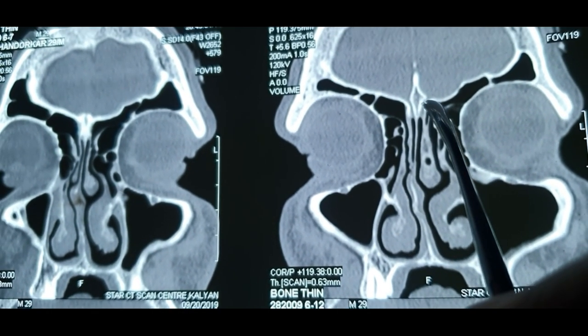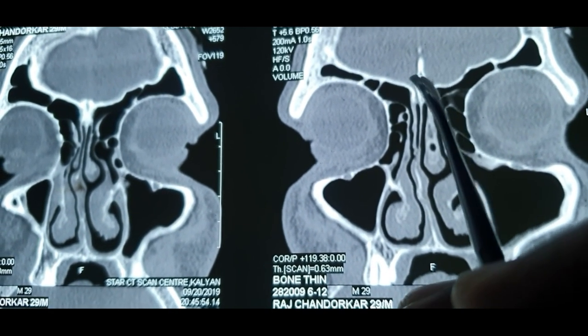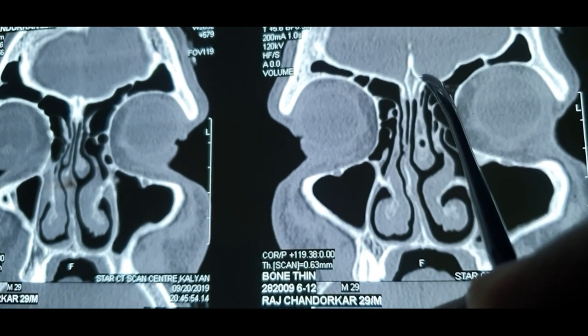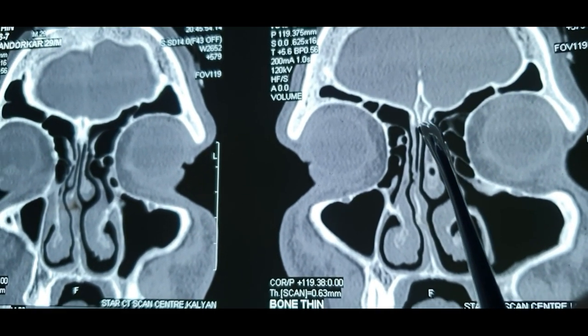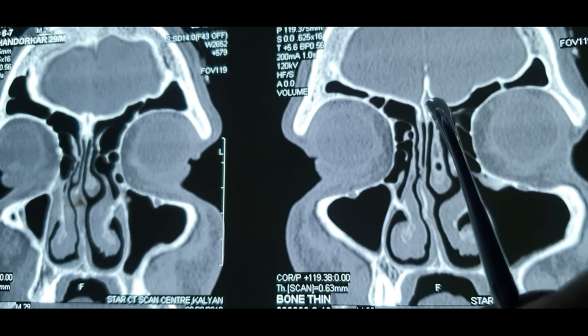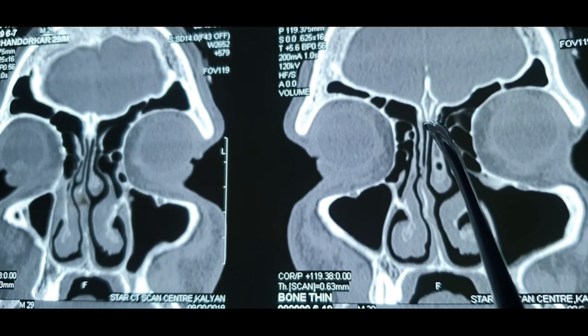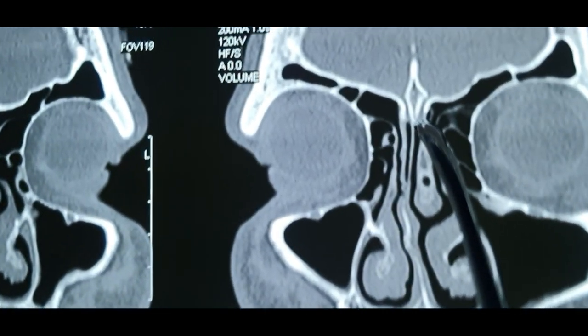So basically, what is the significance of this cribriform, this crista galli and the olfactory region? Now, this is a crista galli. This was the cribriform plate over here.